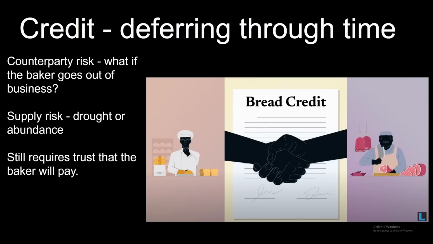You also have supply risk. So, for example, there might be a drought or an abundance of wheat one year. In the case of a drought, there would be a lack of bread that year, so that would be extremely good for the butcher because his bread credit would go up in value. But in the case of an abundance, there would be an abundance of bread that year, so his bread credit would go down in value. And it still fundamentally requires trust that the baker will pay.